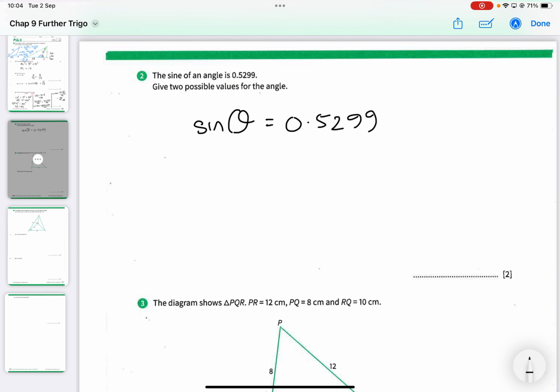Okay, for question 2, what they mean is there is an angle. Then the sine of this angle is 0.5299. Then find back the angle. So this is what they mean. Then you want to find back the angle, you will have to sine inverse this value 0.5299. Then when you key this into your calculator it will give you one answer, 31.999.